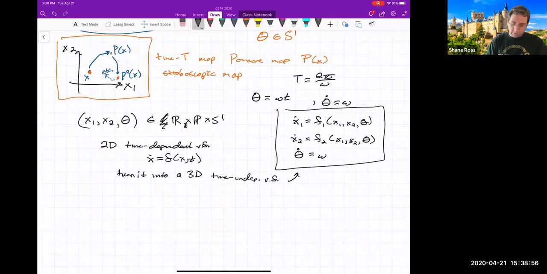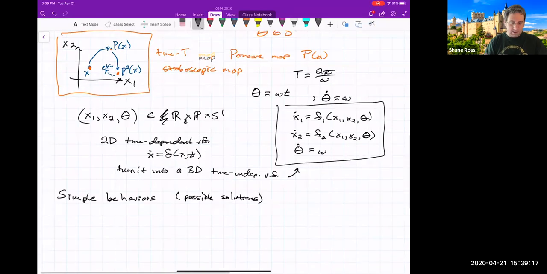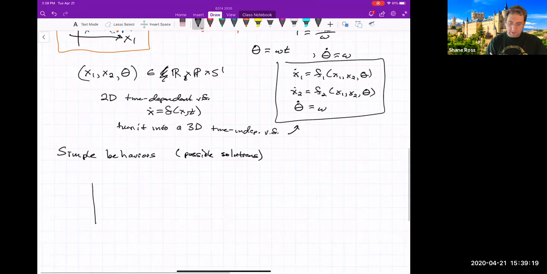So let me describe some simple behaviors that can happen, and then we'll look at that numerical example that I'll put into the Google Drive if I haven't already. So here's some simple behaviors. These are possible solutions, just to give you the idea of what kind of behaviors can happen in a system like this.